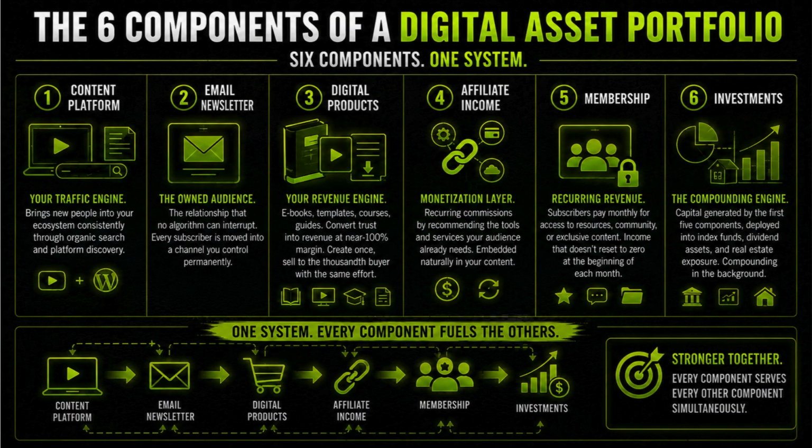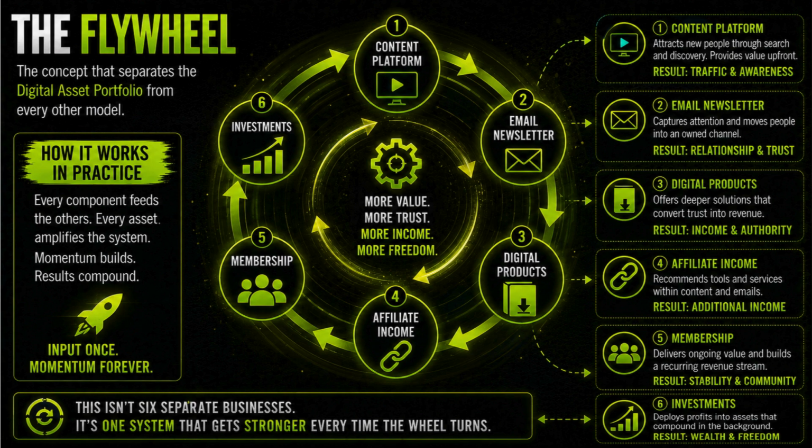So that's 6 components and 1 system. And here's what makes this a portfolio rather than 6 separate businesses. Every component serves every other component simultaneously. This is the flywheel effect. And the flywheel is a concept that separates the digital asset portfolio from every other model on the list we ranked. Here's how it works in practice, not in theory, but in the specific mechanics of each connection.